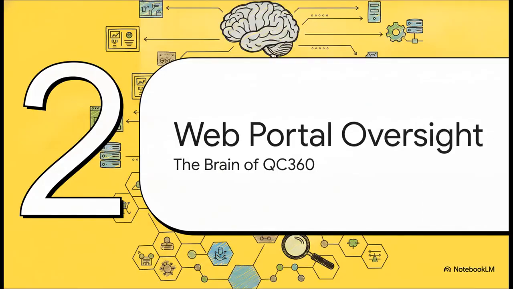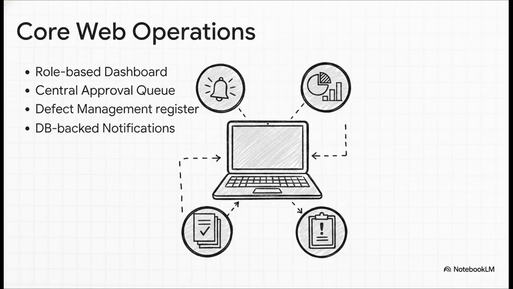Moving right along to Section 2, Web Portal, Control, and Oversight, which is really the brain of QC360. This is where the heavy lifting for governance and planning happens. The web portal is absolutely packed with high-level governance features designed to give supervisors a highly accurate operational snapshot. You get a role-based dashboard that filters out the noise, meaning you only see what's actually relevant to your jurisdiction.